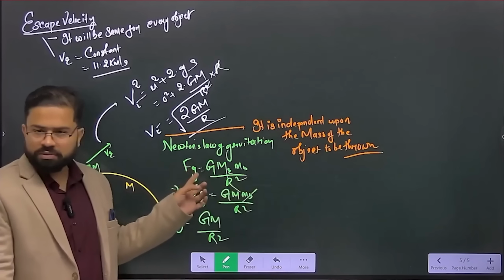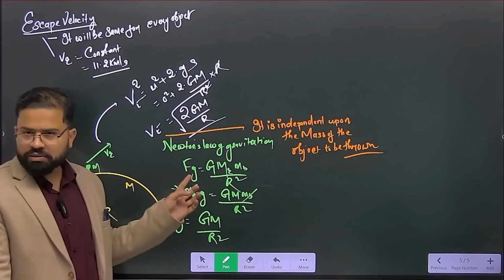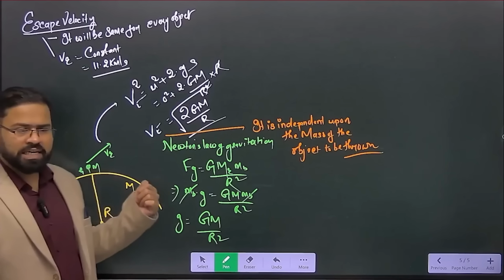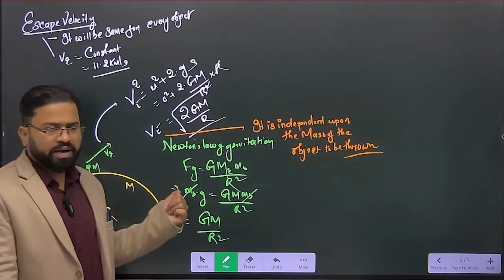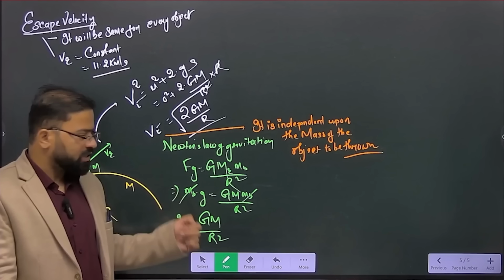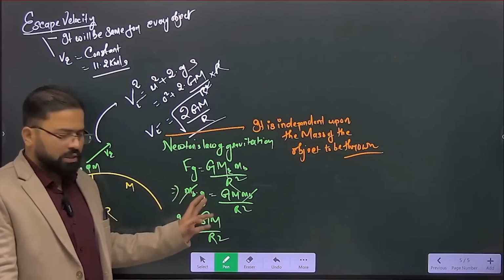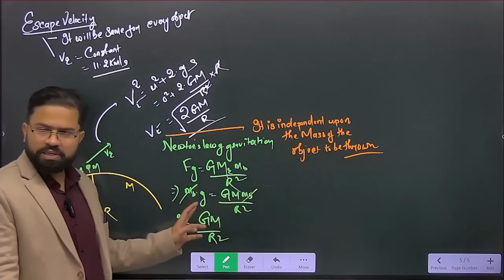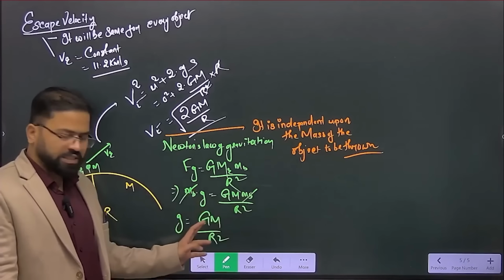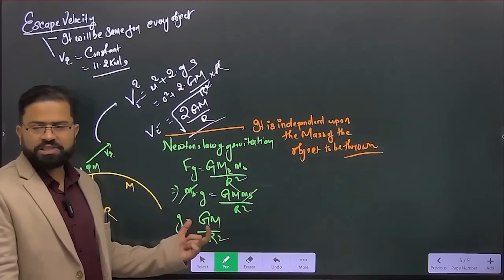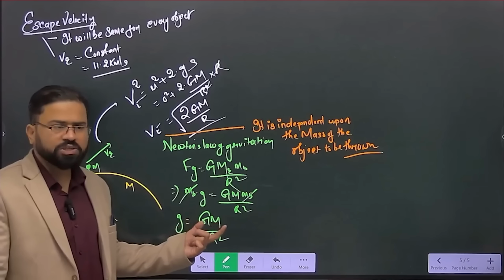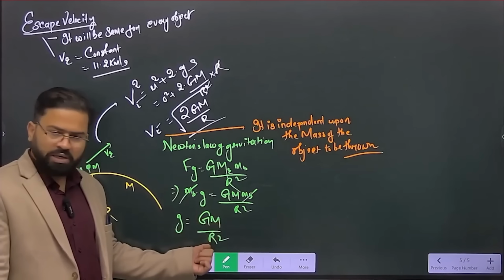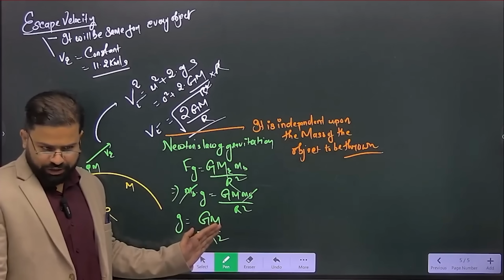Now this force, from Newton's second law, force equals to what? Mass into acceleration. We are talking about this particular body, it is attracted toward the earth. So that acceleration will become acceleration due to gravity. So mg equals to GMm upon r square. This mass m will get cancelled, and we will have g equals GM upon r square. This is the acceleration due to gravity, which I have calculated in the class.